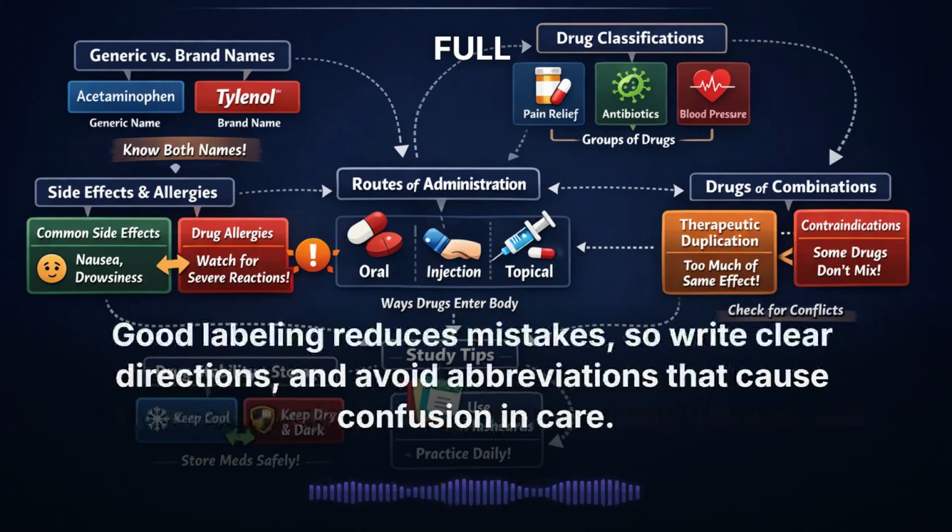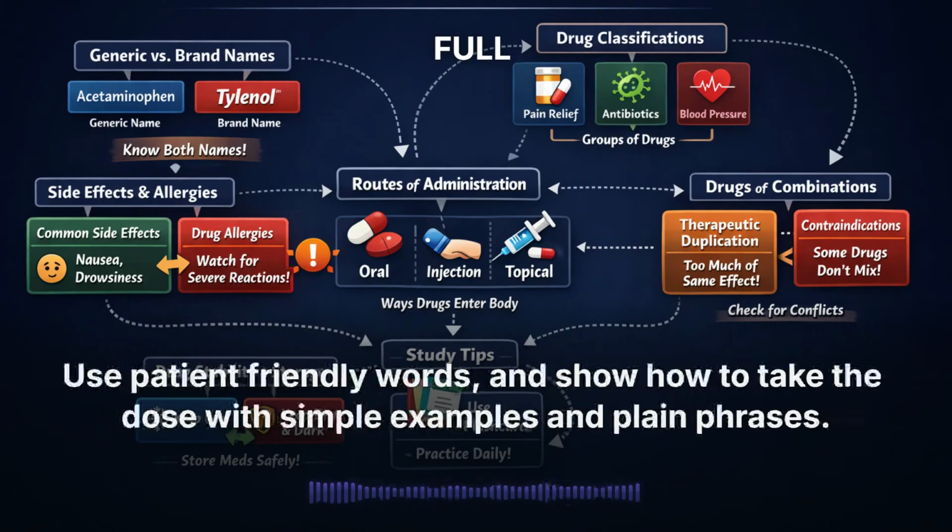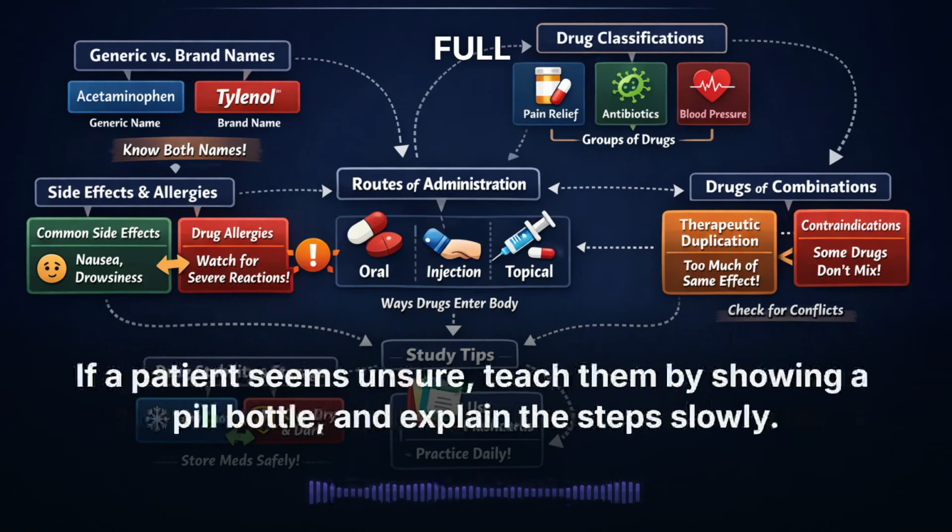Good labeling reduces mistakes, so write clear directions, and avoid abbreviations that cause confusion in care. Use patient-friendly words, and show how to take the dose with simple examples and plain phrases. If a patient seems unsure, teach them by showing a pill bottle, and explain the steps slowly.